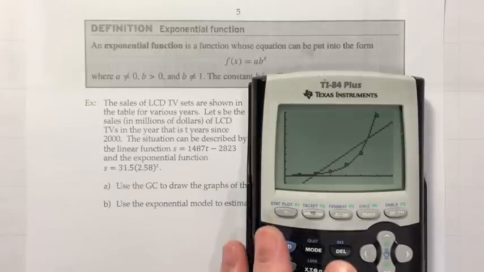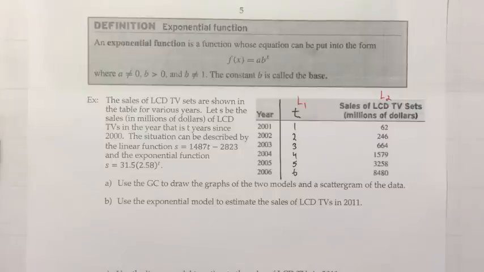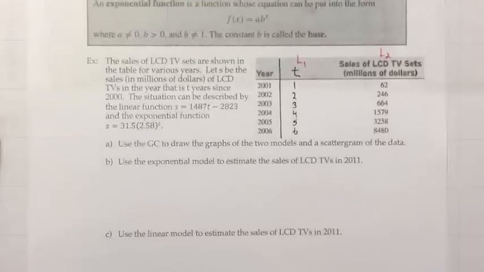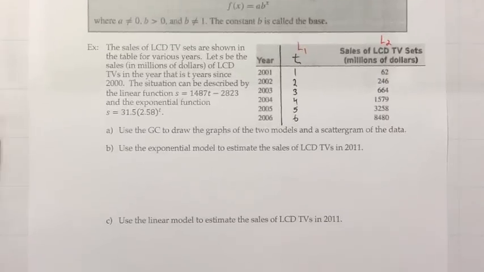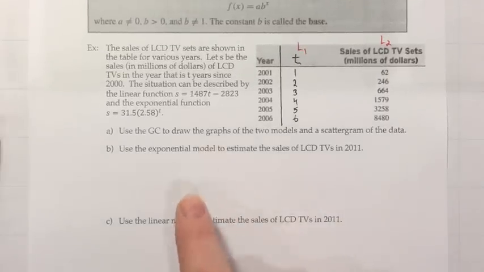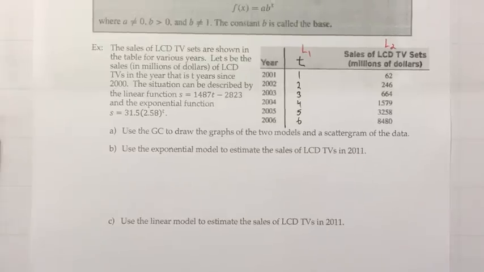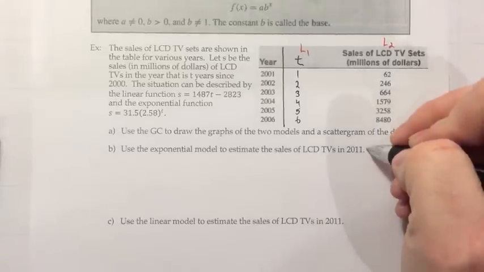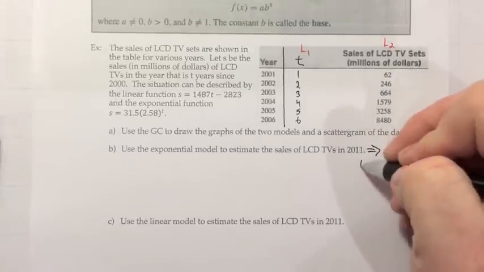Now they want us to start making some predictions. So they ask us to use the exponential model to estimate the sales of the LCD TVs in 2011, and then to do the same thing for the LCD TVs in 2011 using a linear model. So use the exponential model, also use the linear model. And the idea there is they want us to think about which of those is going to be more accurate. All right, so making these predictions is actually fairly straightforward. The first thing you need to do is figure out the value of t.